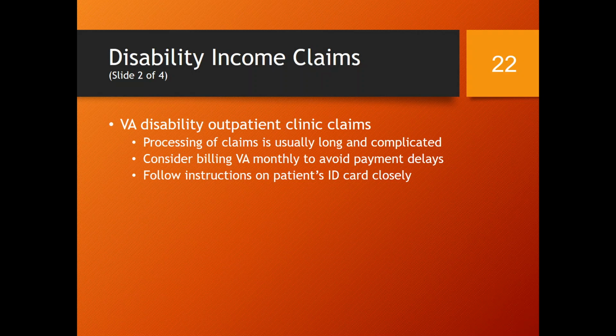For VA disability outpatient clinic claims, the processing of claims is usually long and complicated. Consider billing VA monthly to avoid payment delays and follow instructions on the patient's ID card closely. Private physicians may bill the patient directly. Patient then submits claim for reimbursement, and the same guidelines must be followed.